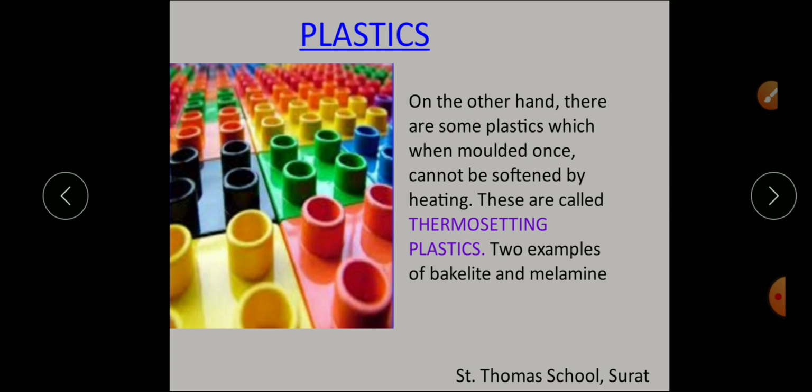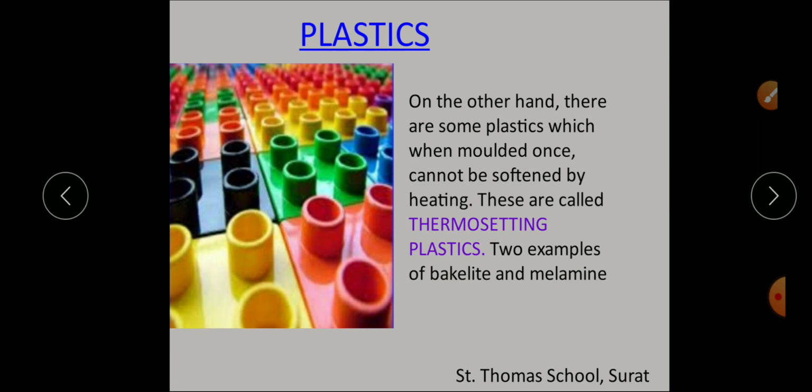These plastics cannot be softened or melted on reheating. Even when you give heat to the plastic again and again, it will not get soft or melted. They can be shaped only once. They cannot be shaped again and again. So in thermosets, the polymers are joined by strong links which do not break even on heating. The examples are bakelite and melamine.